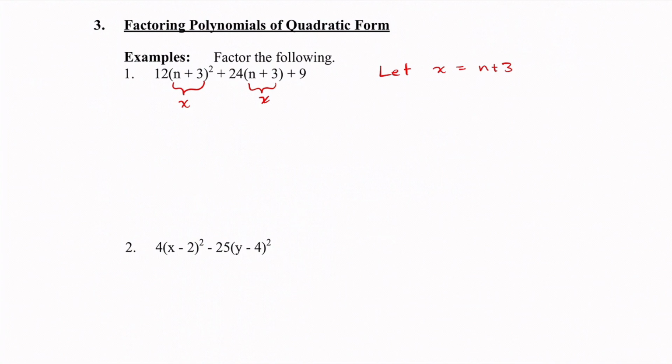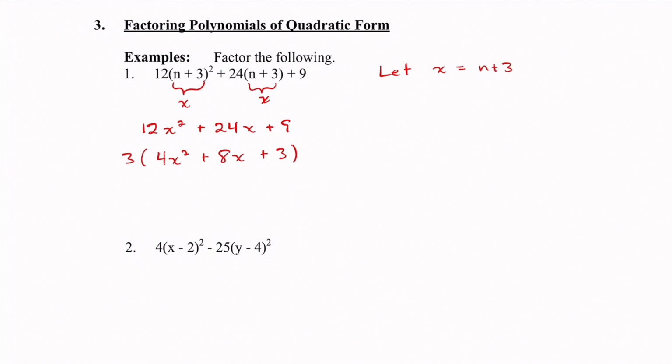So this is going to become 12 times x squared plus 24x plus 9. And then I'm going to factor this, and at the very end I'm going to put back what x actually is. It's n plus 3. So looking at this, I can see all of them have a factor of 3, so I'm going to first pull out a 3. It's going to give me 4x squared plus 8x plus 3.